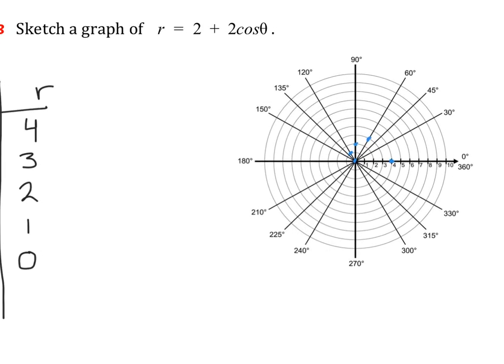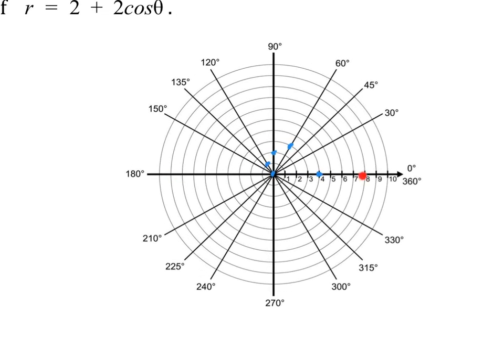And then since it is a cosine graph, I know that it is symmetric over our polar axis, so we can simply reflect all of these to the other side. So 120 would reflect down to here for 240. And then I can also plot a point at 270 and then 300. So now if you connect these points, we get something that looks like this. And there you have it.